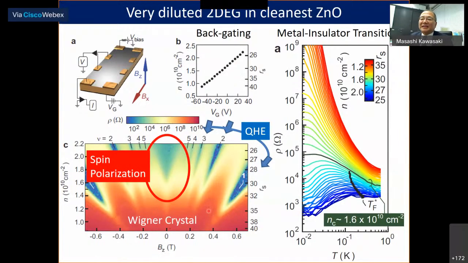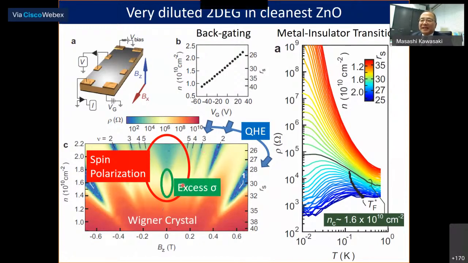Even more interesting things come here. At relatively high charge carrier density, where you have a metallic state, if you change the magnetic field, you have a very big positive magnetoresistance. And I'll tell you, this is the process of spin polarization. So outside of this green triangle, the electrons are completely spin polarized, or ferromagnetic.